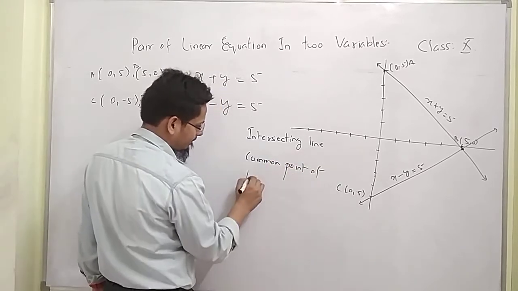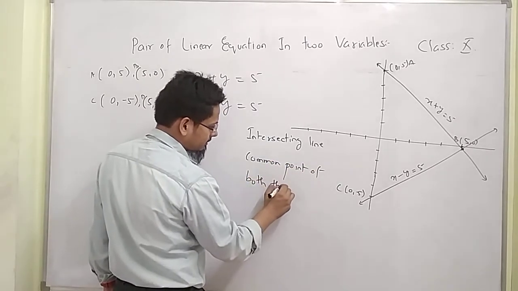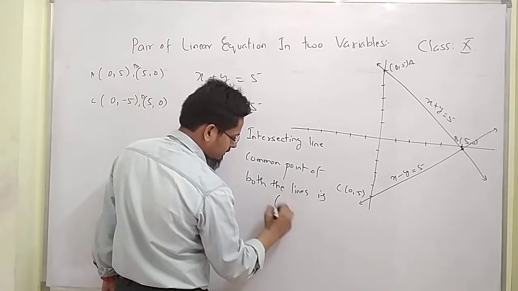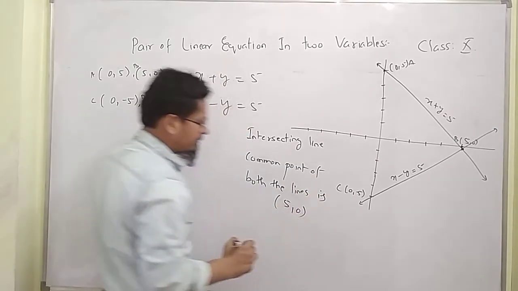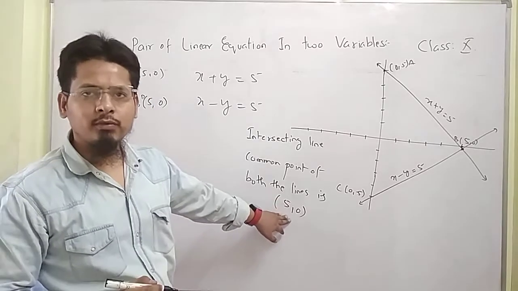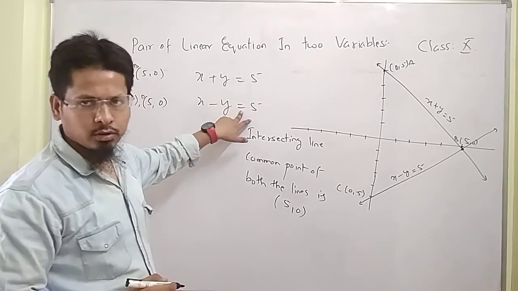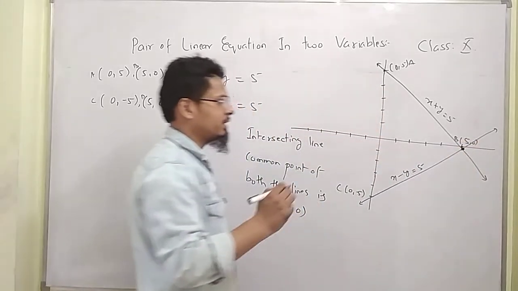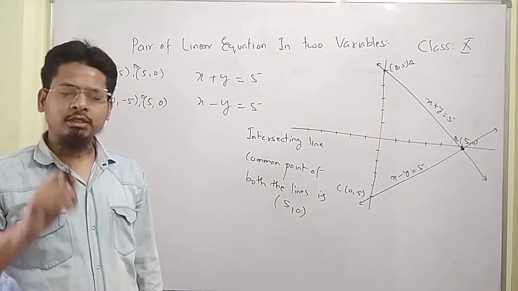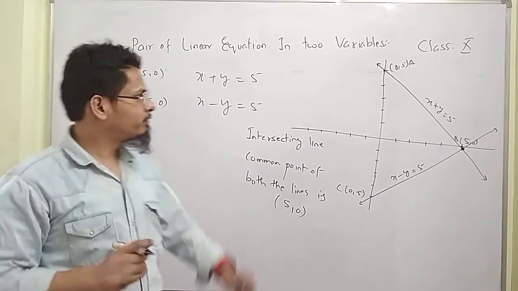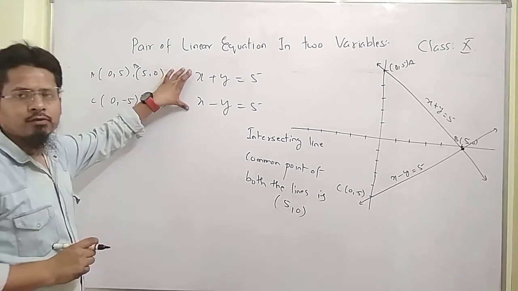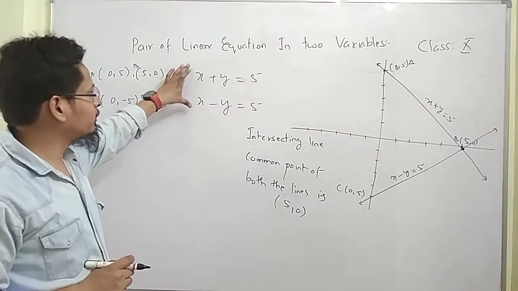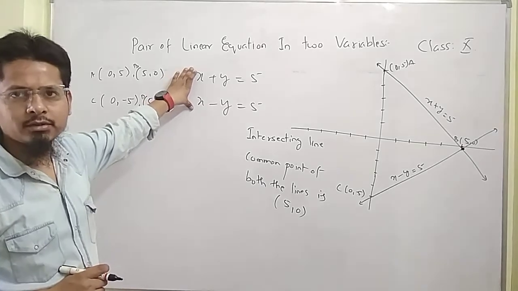of both the lines is 5, 0. Meaning this point 5, 0 will satisfy both the equations, because both are passing through the one point 5, 0. So it is the common point. It is the solution of this system. It is called a system of linear equations in two variables, class. It may also be called one system. Okay, so for this system the solution is 5, 0.